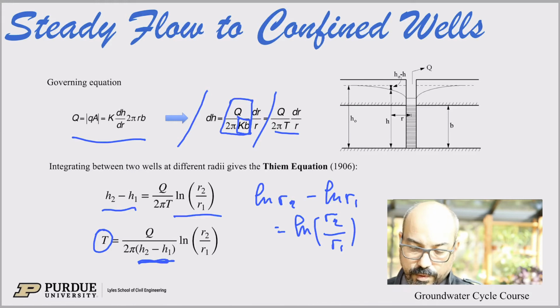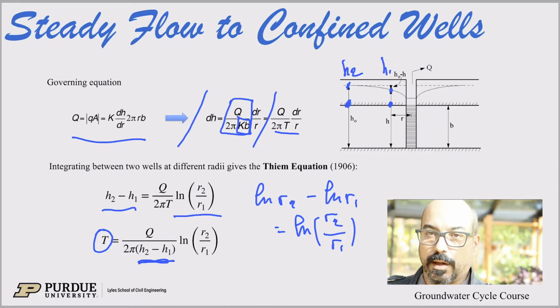So if we have 2 points at different distances from our well here, let's call this H2 and H1, here and here. If we can measure 2 points with 2 observation wells at some distance from our pumping well, now we can actually calculate, for example, the transmissivity of our aquifer, which is typically what we want to know for water resources, right? How much water can we get?